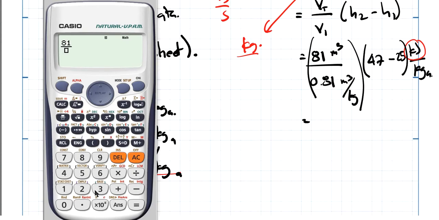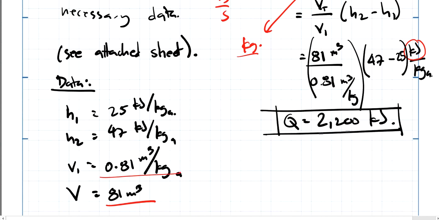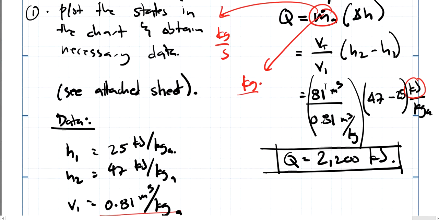0.81 divided by 0.81 times we have 47 minus 25. This is 2,200. So 2,200 kilojoules. Right, so that's the amount of heat required to raise the temperature of this given volume of air.